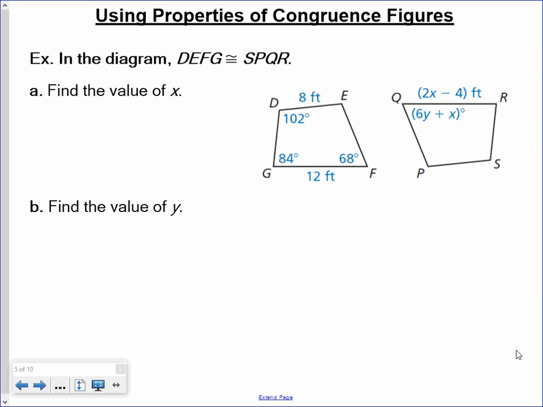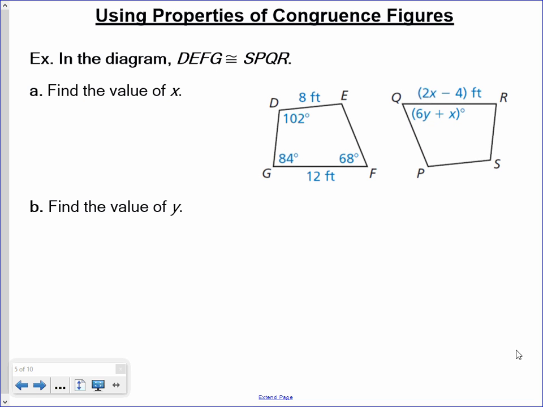So if we go here, it says in the diagram, DEFG is congruent to SPQR. Find the value of x. Well, let's find where x is first. I see two spots where x is. I see this, and then I see the 2x minus 4. I'm not going to use the 6y plus x because it has two variables in it, and until I know what y is, that doesn't really help me out very much.